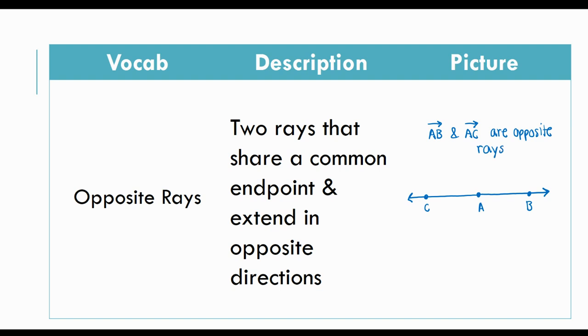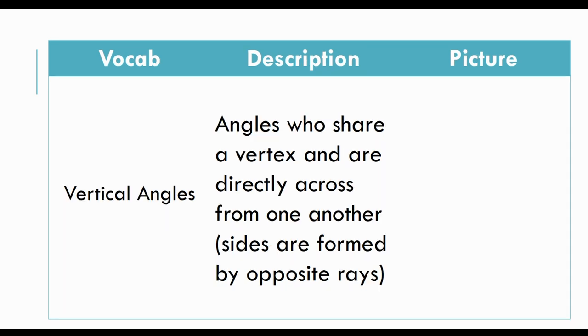They share the same endpoint of A, and they are going into opposite directions. So essentially, notice that put those two together, we formed a line. Now we have vertical angles. Vertical angles are angles who share a vertex and are directly across from one another. That's because the sides are formed by opposite rays.